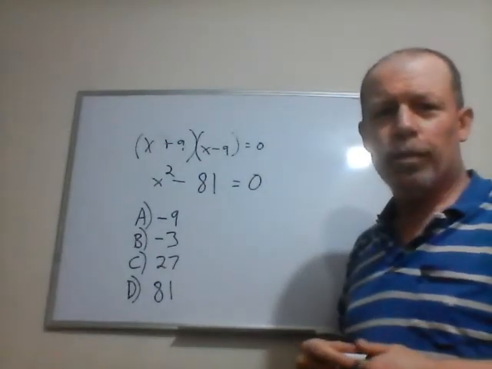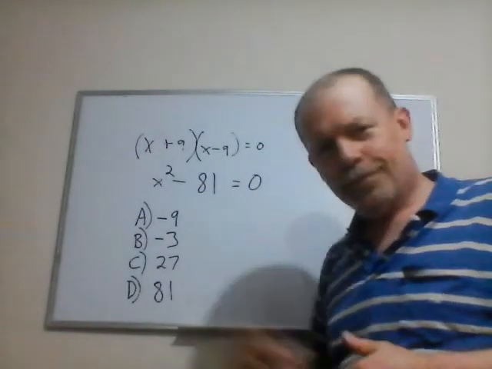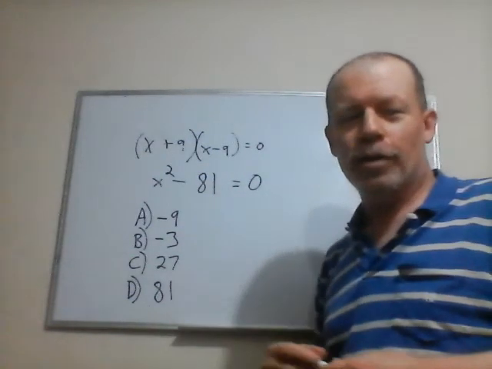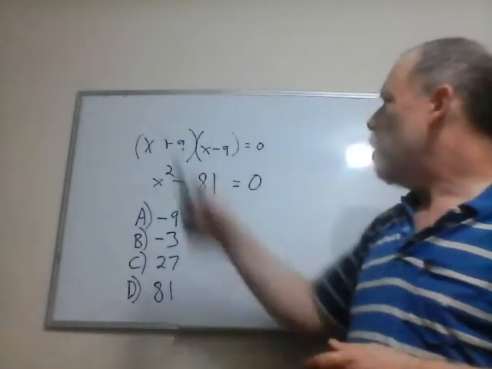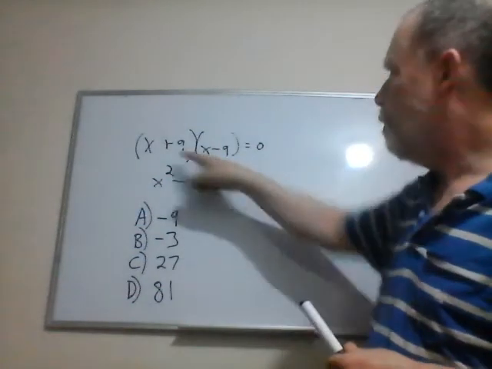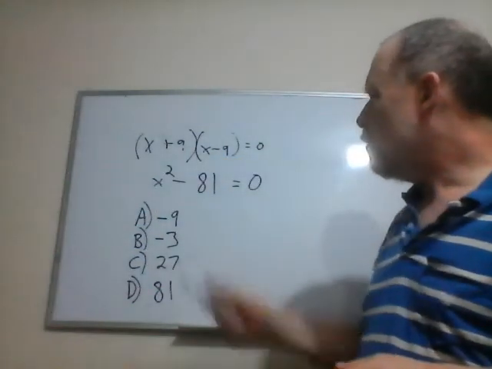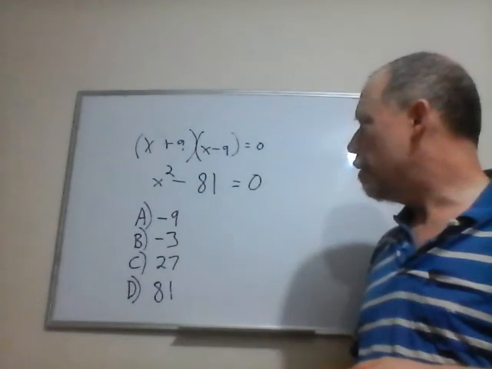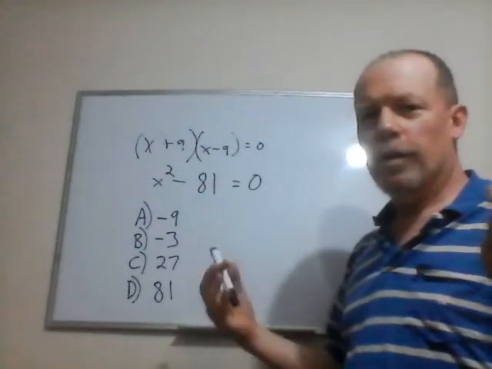That's how quadratics work if there's a 0 in them. And if there's not a 0, you can usually push things around to produce that 0. In the meantime, though, your choices are: minus 9 would fit there. Minus 3 doesn't do it. 27 doesn't do it. And 81 doesn't do it.